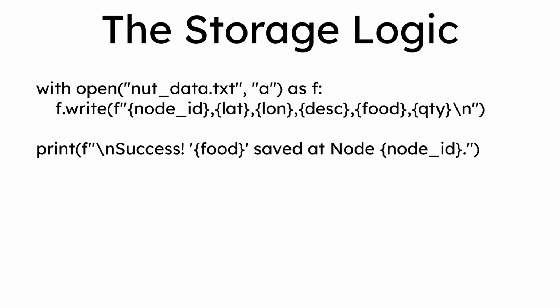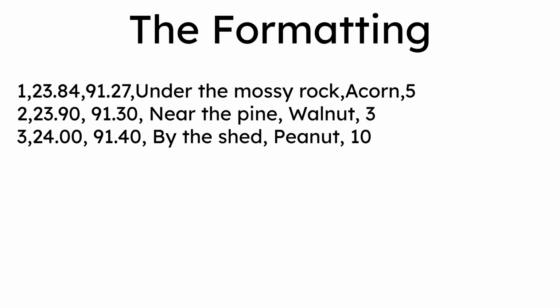Open nutdata.txt, A. We use the A, append mode. Unlike write mode, which deletes everything, append simply adds the new information to the end of the file. This ensures our nut database grows over time without losing history. The formatting. We store data as a CSV, comma-separated values string. By saving it as ID, lat, lon, desc, food, quantity, we create a standardized structure that is extremely easy for other programs to read later.